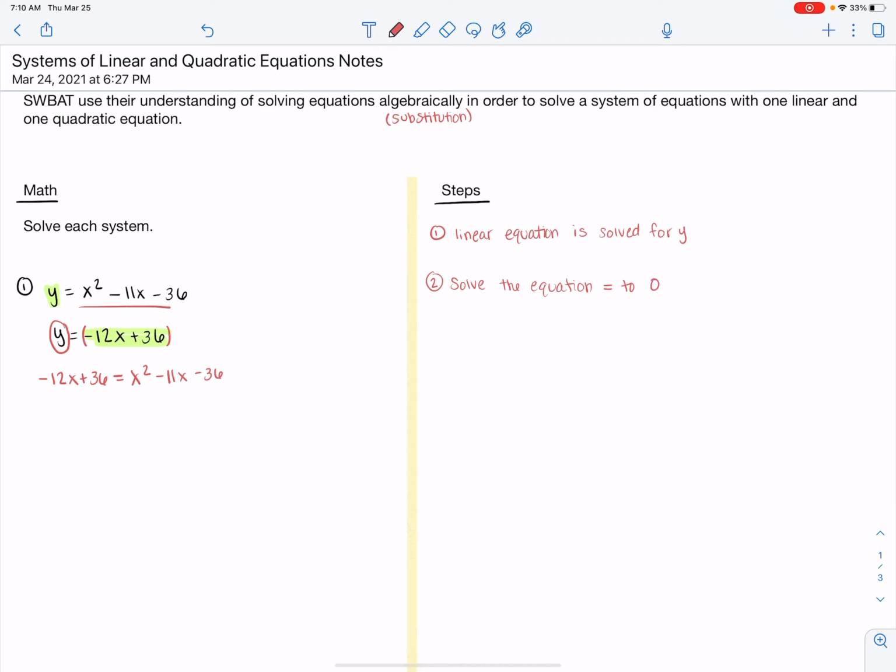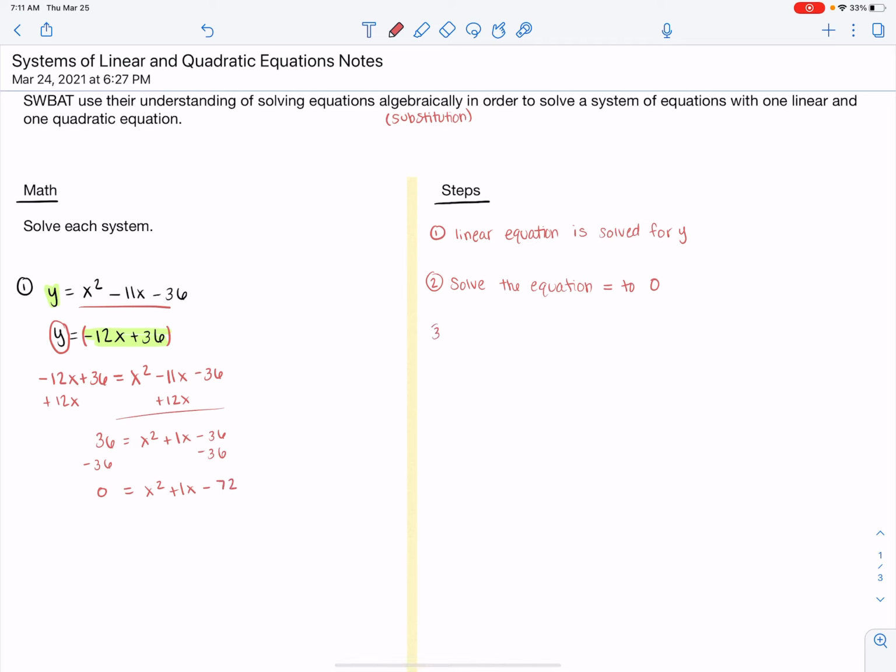Equal to 0. Now, we're going to be specific in how we do this because if we're going to end up factoring, remember when you factor, you need your x squared term to be positive. So don't move the x squared. Leave it where it is. We don't want to end up making it negative. So instead, we're going to move everything from the left-hand side to the right. So we're going to add 12x. So we've got 36 equals x squared plus 1x minus 36 minus 36. So 0 equals x squared plus 1x minus 72.